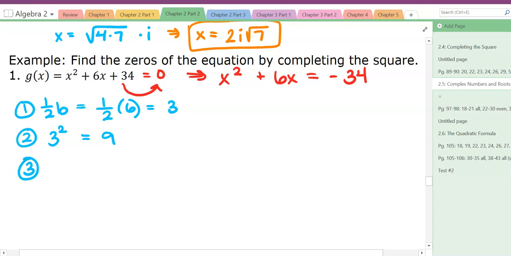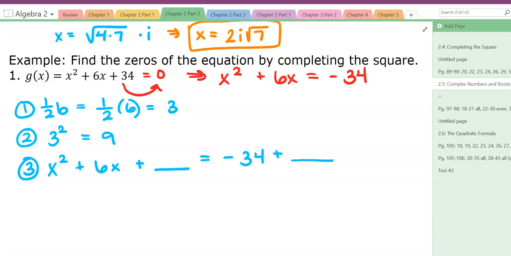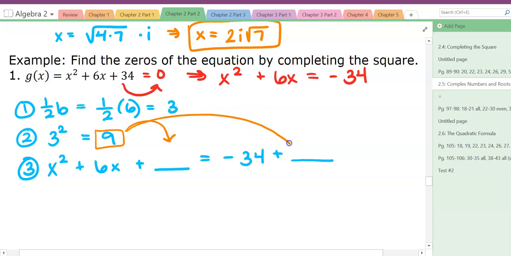Next, using the equation that we rewrote up here, we have x squared plus 6x, this is when we drew in those blanks, plus a blank equals negative 34, and then plus another blank. Okay, the number that goes in those blanks, remember, is what you got in step 2. So that 9, that's what you drop into those blanks on each side. So plus 9 there.